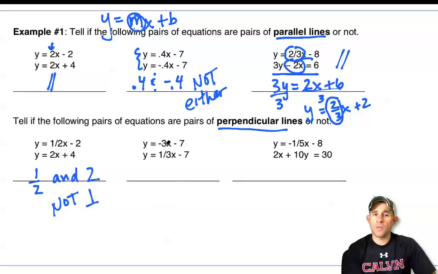All right, our next equation here, we have y equals negative 3x minus 7 and y equals 1/3 x minus 7. So I'm going to write out my two slopes. I have a negative 3 and I have a positive 1/3.